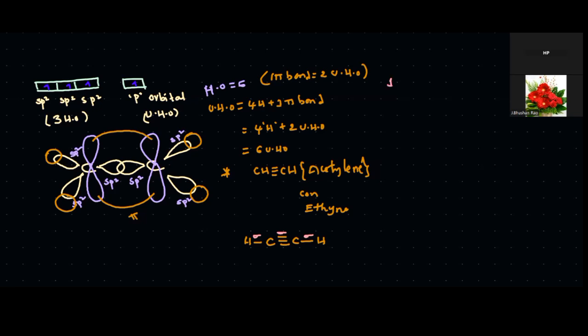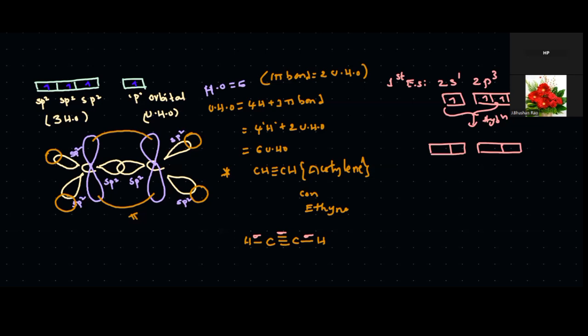So 2s1, 2p3. In this, 1 electron, here 3. Now only these 2 are involved in the hybridization. Now these 2 form hybrid orbitals. How many hybrid here? 2 hybrid. How many unhybrid? 2 unhybrid. So in this given condition, here 1 electron, here 1 electron, and here 4 electrons. But only these 2 are hybrid orbitals.